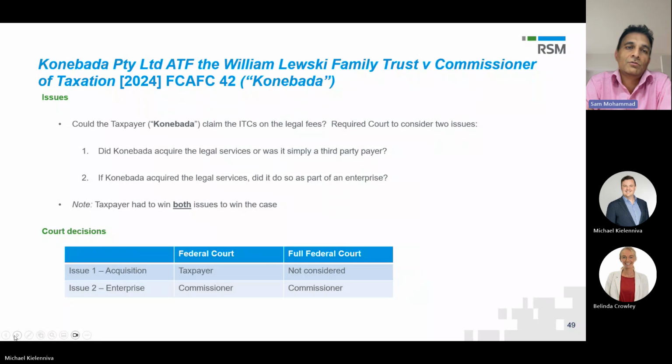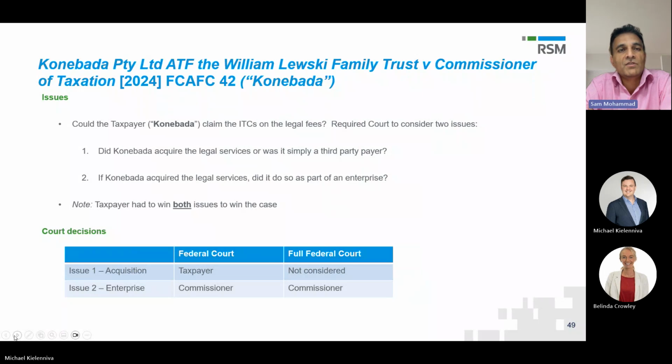All correspondence and all negotiations were being undertaken by Mr. Lusky. Now, the lawyers themselves weren't clear as to in what capacity Mr. Lusky was undertaking those discussions, but the evidence was, on balance, seen as Connie Barter, the trust, was the entity that acquired the legal services, even though it was not a party to any of those legal proceedings.